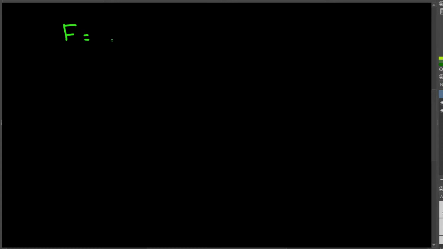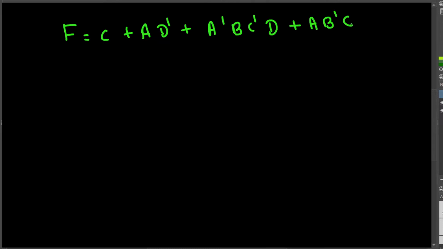We have an expression given like this: F = C + AD' + A'BC'D + AB'C. Let's say we have an expression given and we want to draw the K-map. How can we do it? First, you have to look at how many variables we have. We have variables C, A, B, and D. We don't have anything else, right? We have 4 different variables.